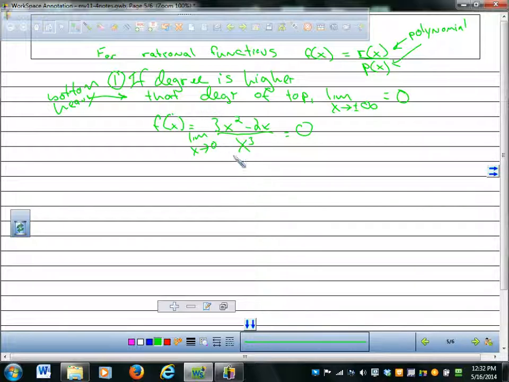So this bottom is getting way bigger when you get very big numbers. If I plug in 1,000,000 in here, this is going to be 1,000,000 to the 3rd power, which is going to have 18 zeros. This is only going to be 1,000,000 squared, with 12 zeros, times 3. And so this number is going to way outweigh this number eventually, and so that's going to go to 0.